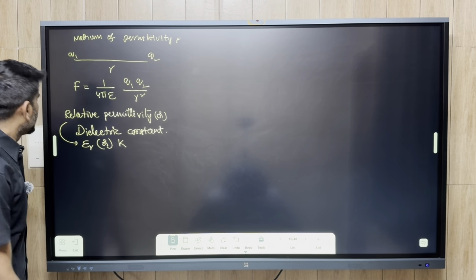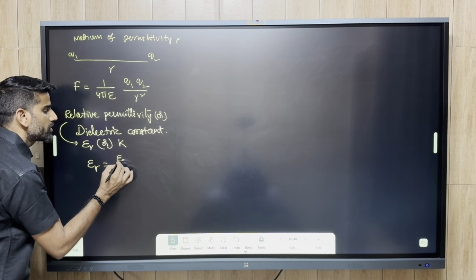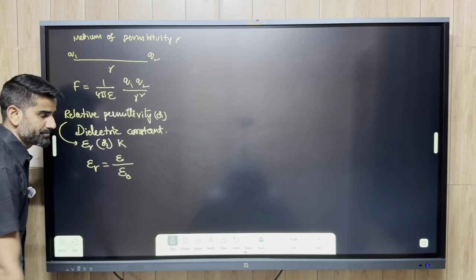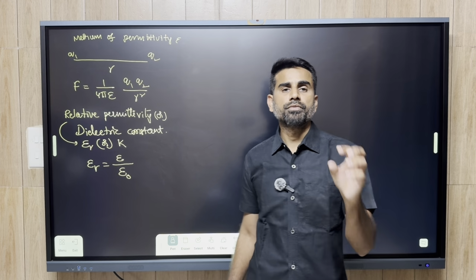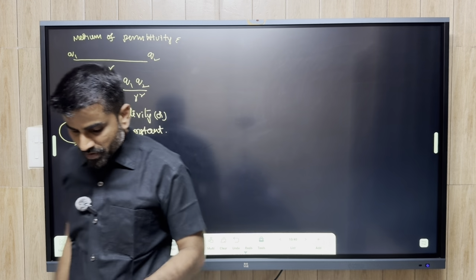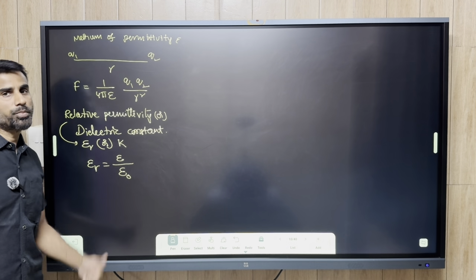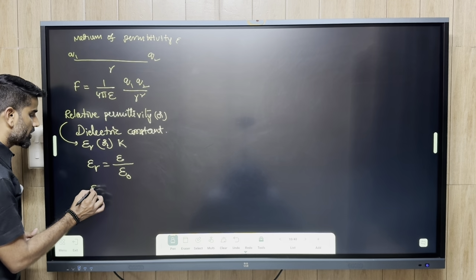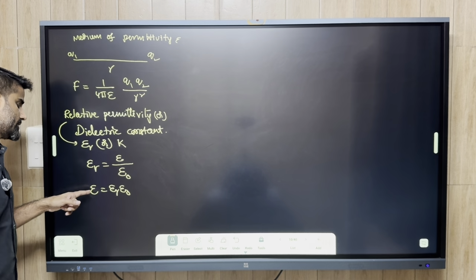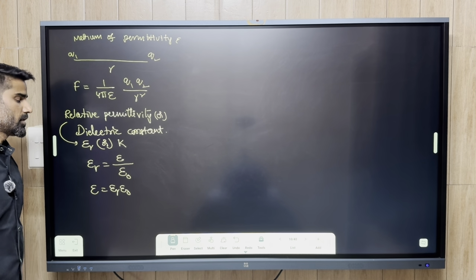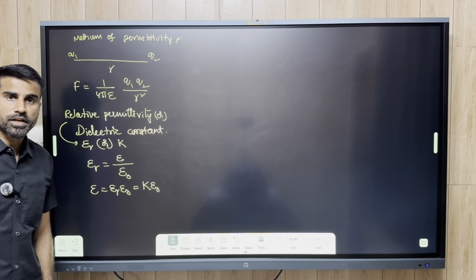Now this epsilon R can be defined as the ratio of the permittivity of the medium to the permittivity of free space. It is actually a ratio. Epsilon is the permittivity of the medium and epsilon naught is the permittivity of free space. The ratio of these two will give the value of relative permittivity. If I rearrange this equation, epsilon equals epsilon R times epsilon naught. Now I can replace this epsilon with epsilon R epsilon naught, or I can write capital K times epsilon naught.